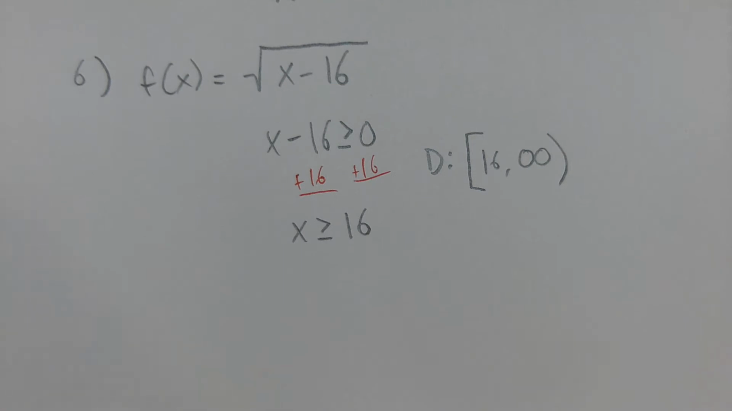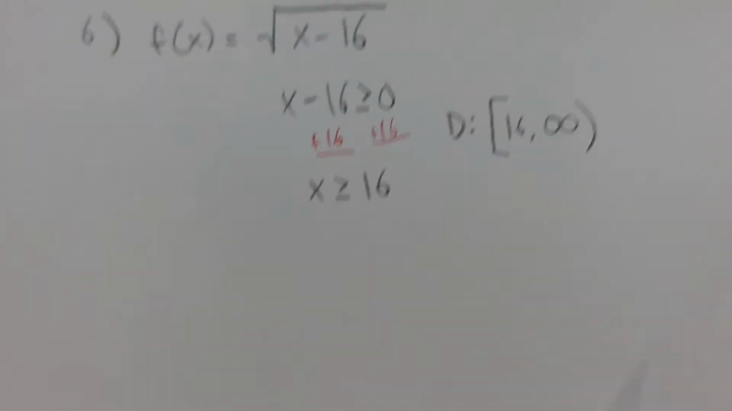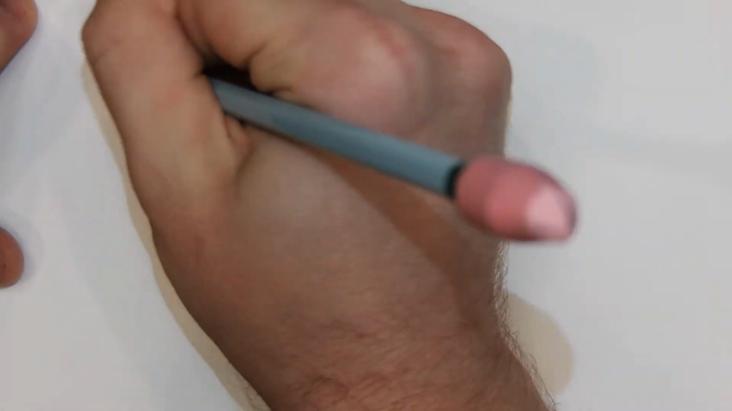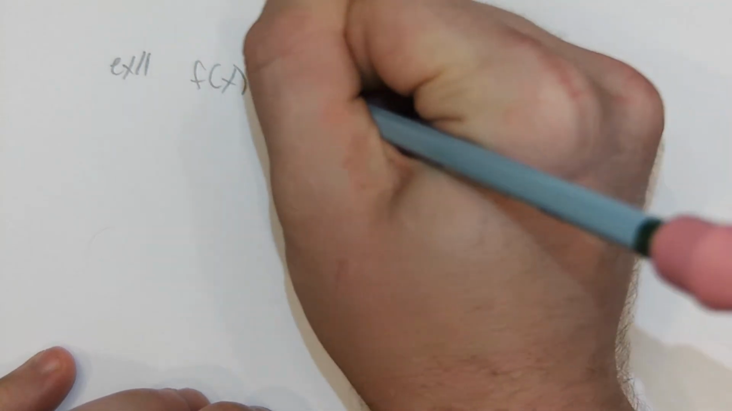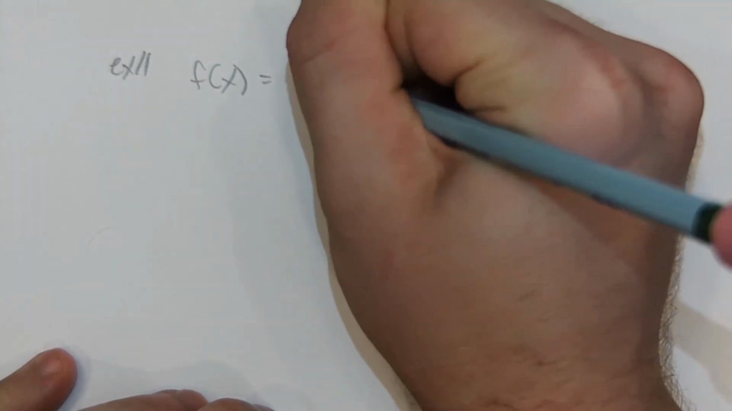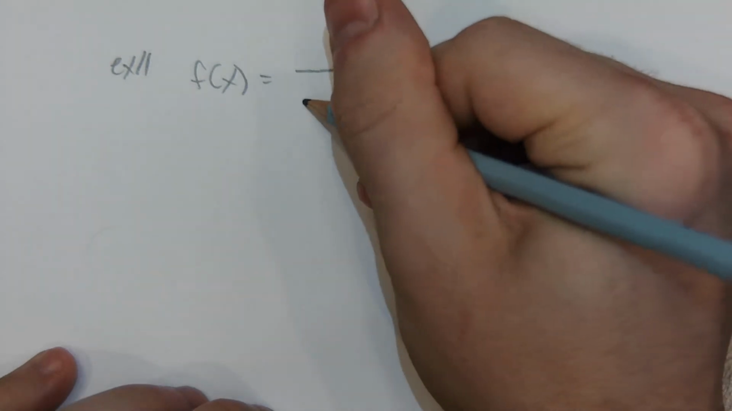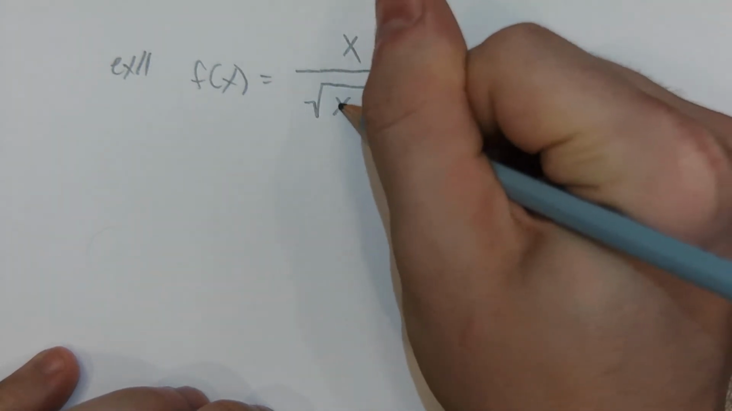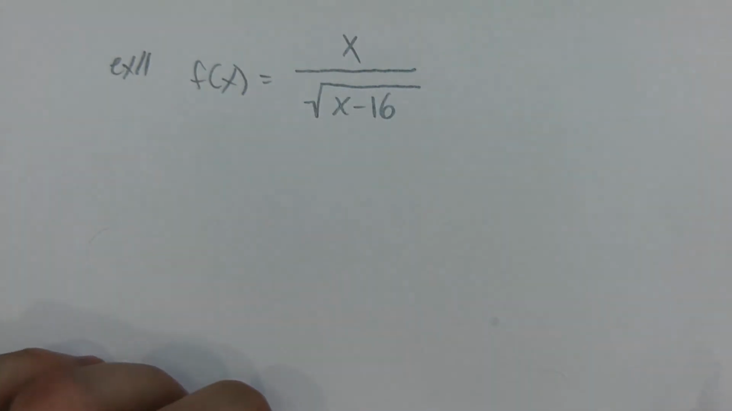Now, it's not in the textbook, but I thought a great thing to see now would be radicals underneath a fraction, or fractions underneath a radical, with specifically this x minus 16. So, made up quick example. What if your function was some x over square root of x minus 16?